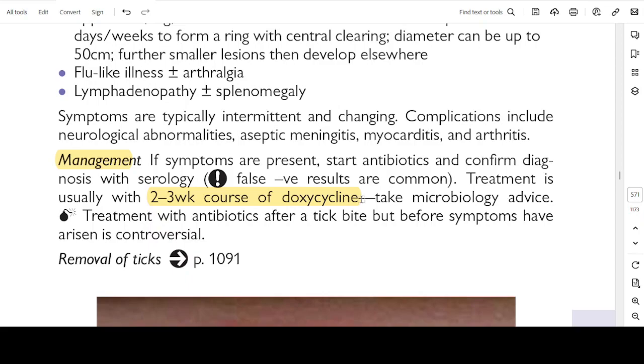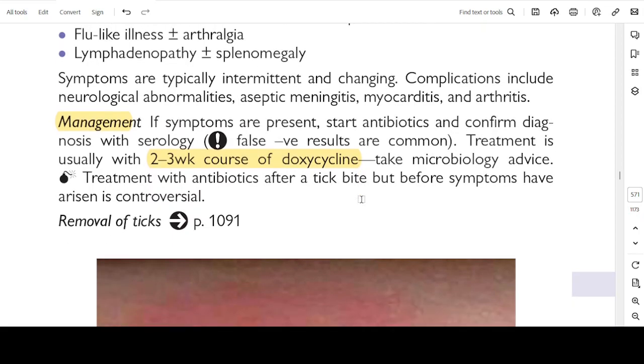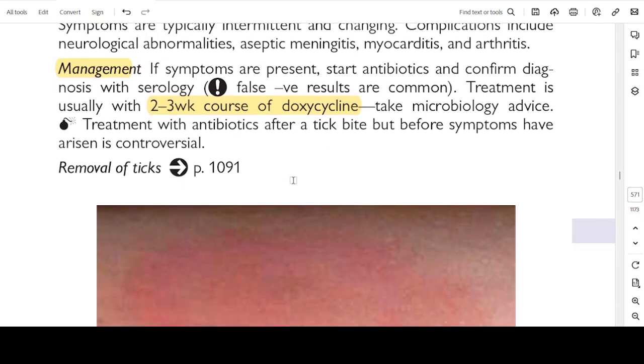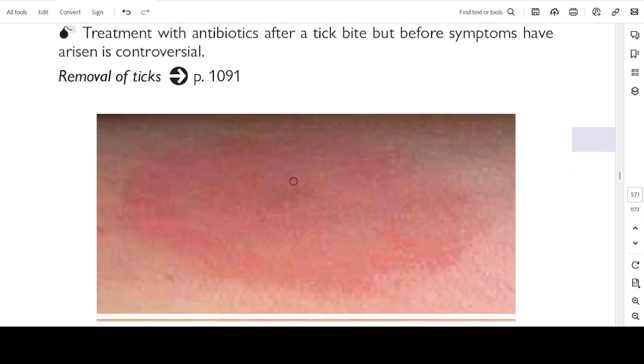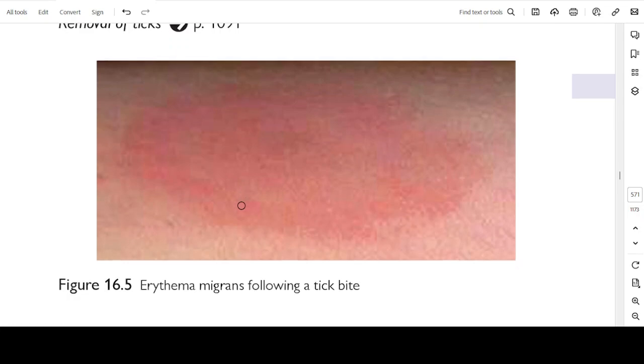Take microbiology advice. Treatment with antibiotics after a tick bite but before symptoms have arisen is controversial. So after a tick bite, you don't necessarily have to give antibiotics to the patient. Removal of ticks, page 1091. So this is the rash of erythema migrans, erythema chronicum migrans.